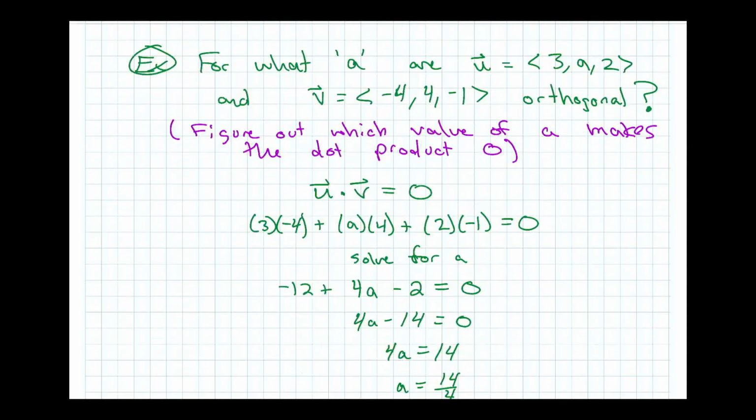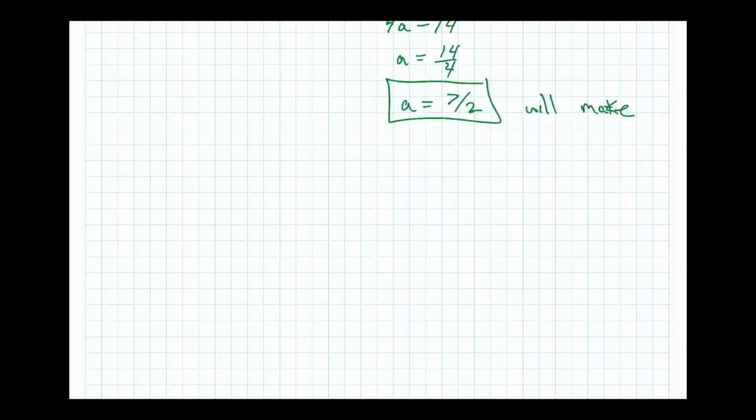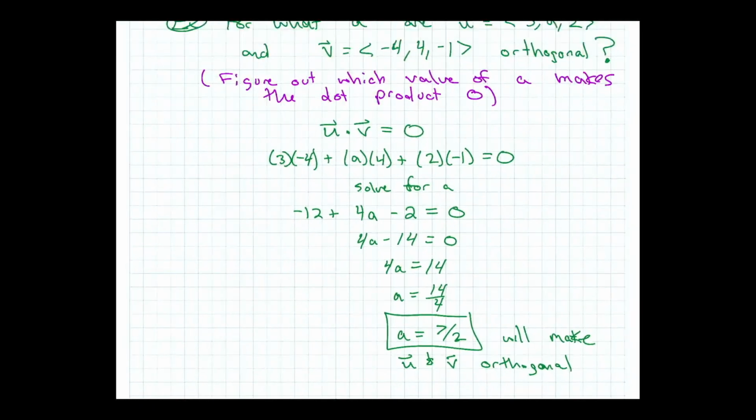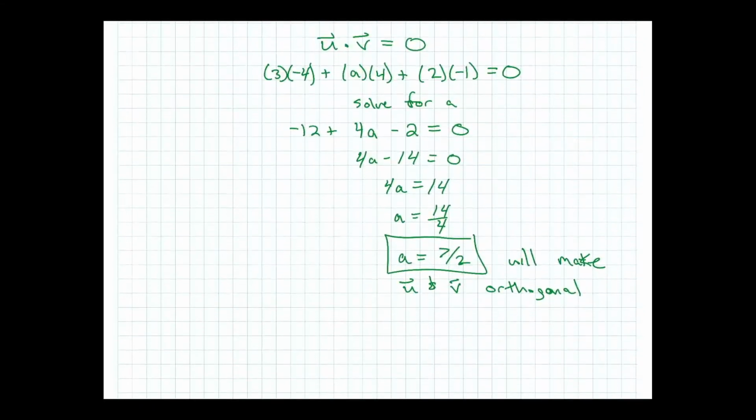the vectors, what are they? U and V orthogonal. Okay, so that's just understanding that property. Dot product is 0.